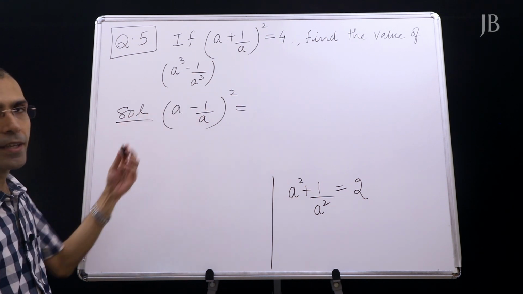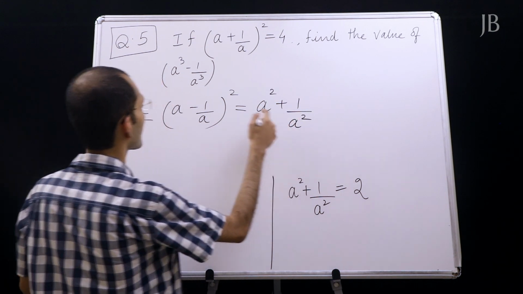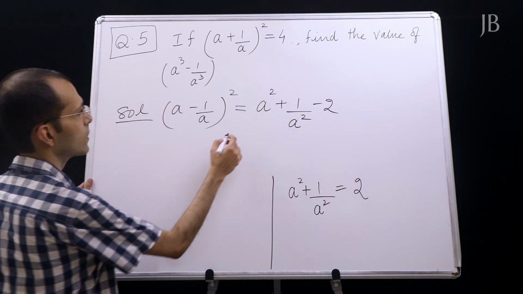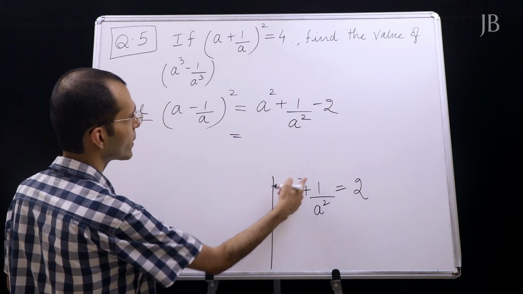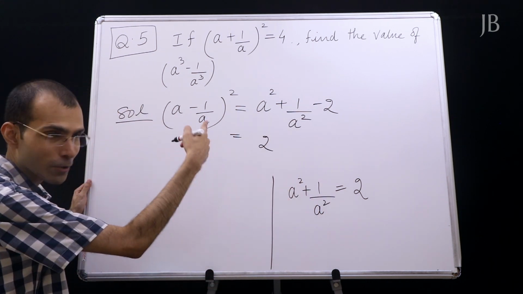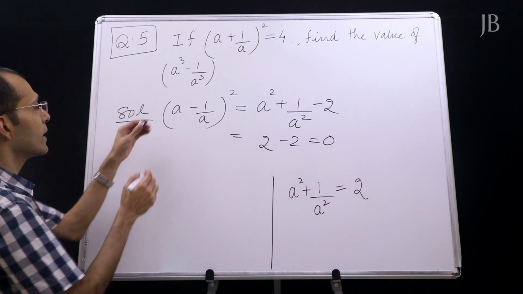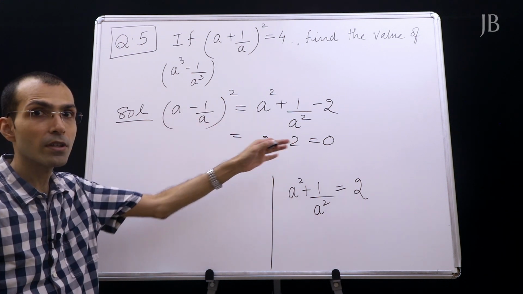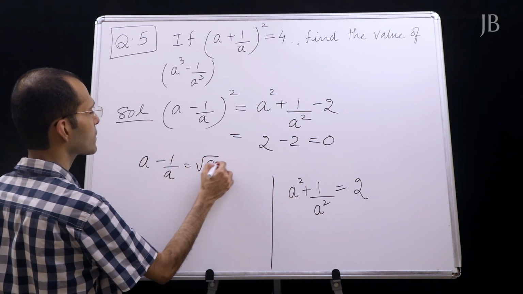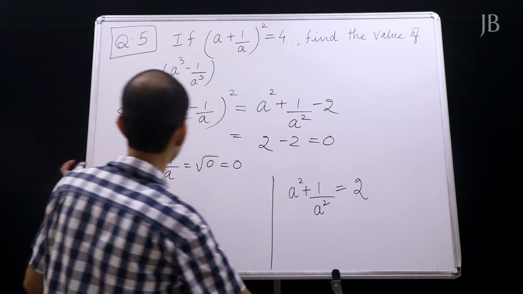So a minus 1 upon a the whole square will be a square plus 1 upon a square, first term into second term into 2, so that gets cancelled, minus 2. Now a square plus 1 upon a square is how much? 2. This whole thing, a square plus 1 upon a square, we worked out to be 2 some time back. 2 minus 2, 0. So therefore a minus 1 upon a the whole square has now turned out to be 0. Nice number, no problem. So a minus 1 upon a will be square root of 0, which is 0. As you are aware, 0 is a non-negative integer.